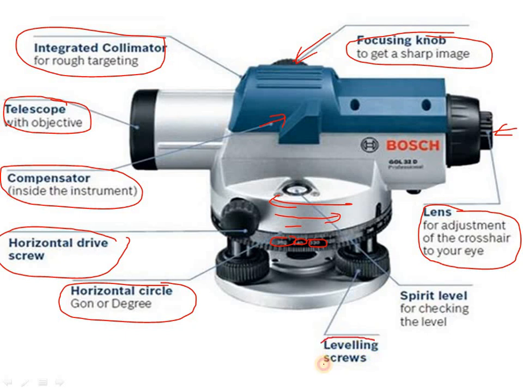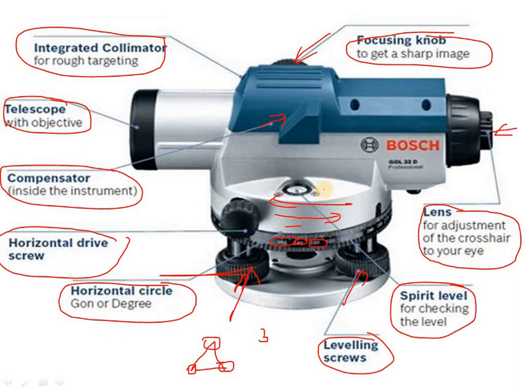And these are the leveling screws, the black color ones which are there. These screws will be 3 in number, 1, 2, 3, arranged in a triangle. These screws are connected with the 3 portions. And here you can see the spirit level for checking the level. We will also call this the bubble tube.